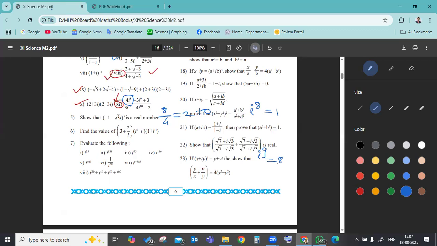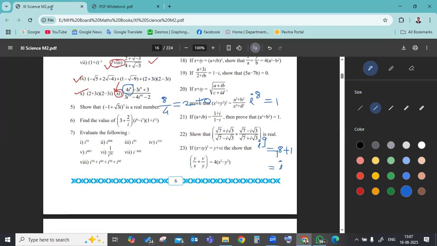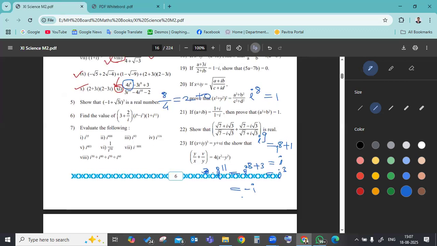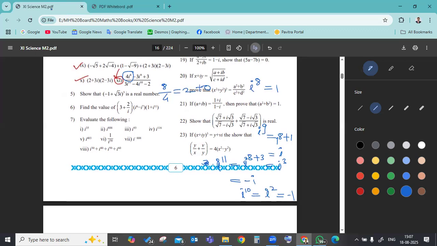I raised to 8 plus 1, so it is I. Next, I raised to 11. It gives us what? I raised to 8 plus 3, it is I raised to 3, that is I raised to 3 minus I. Then I raised to 10 gives us what? I square, that is minus 1. And hence this becomes what?